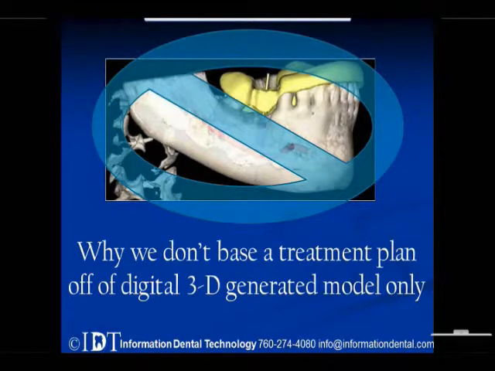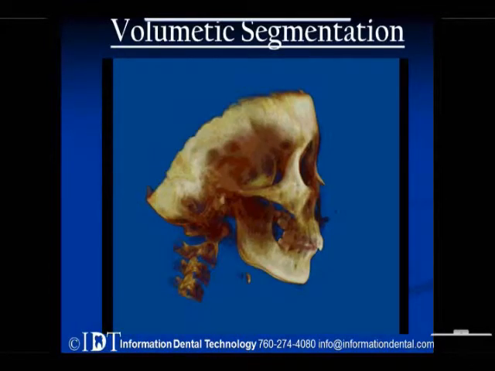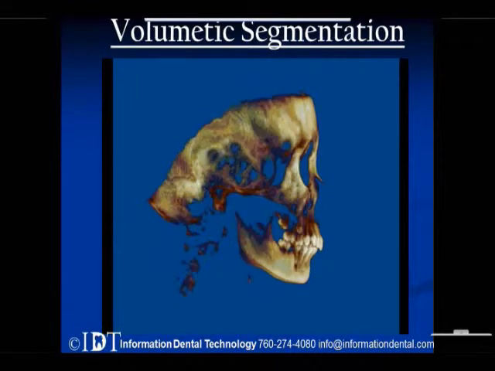You can see exactly where you want to place something. There's no learning curve to understand cross-sectional views or axial views. It's just really intuitive to be able to place an implant that way. But the reason that we don't use that exclusively is because of volumetric segmentation. When you get a DICOM scan and we put it into the software, we reconstruct a model from that DICOM.